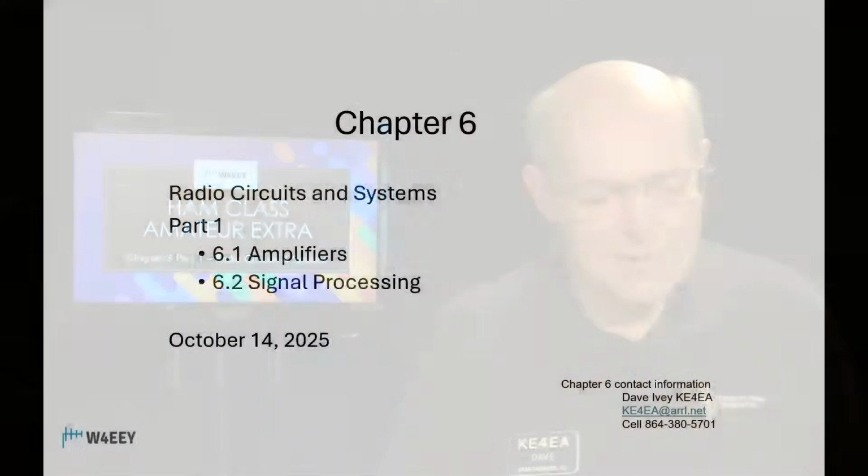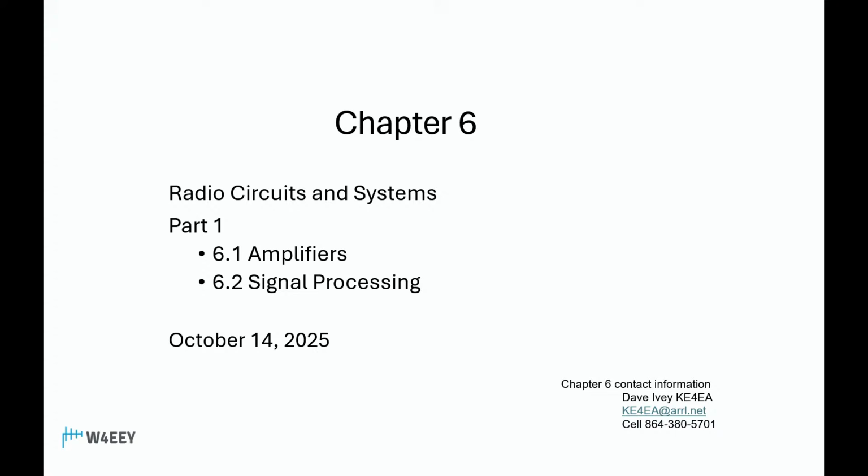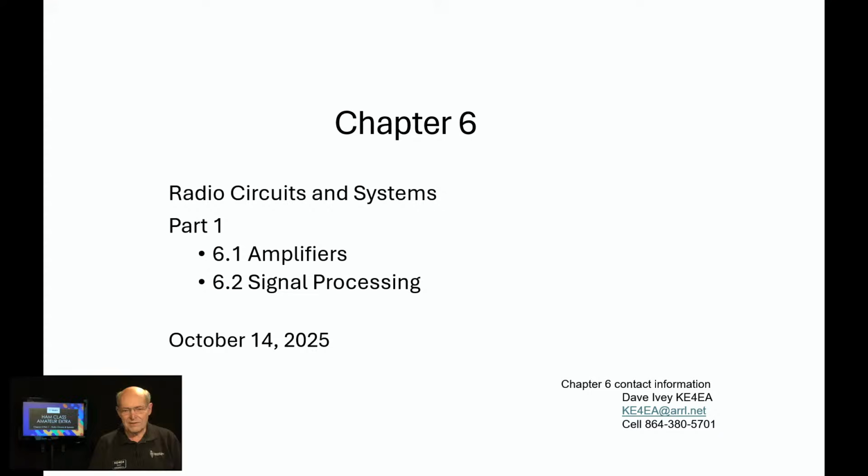All right, so tonight is about radio circuits and systems. We've been talking about individual components and the way that the components act. And tonight we're going to start putting these components together into subsystems that form the basis of ham radio. The amplifiers and signal processing will be the first two sections for tonight.